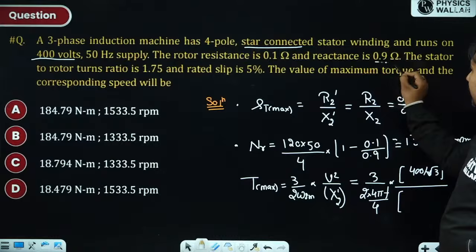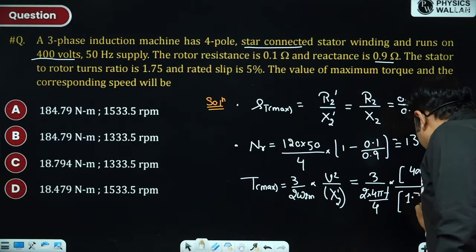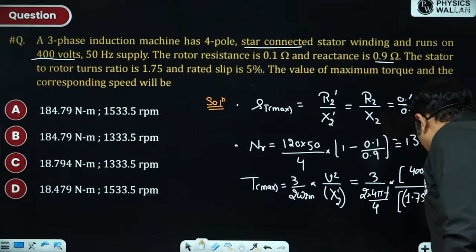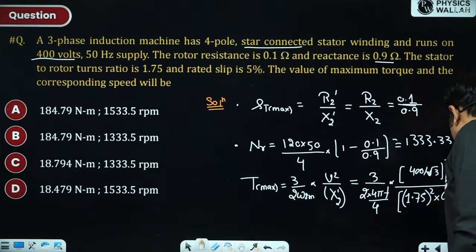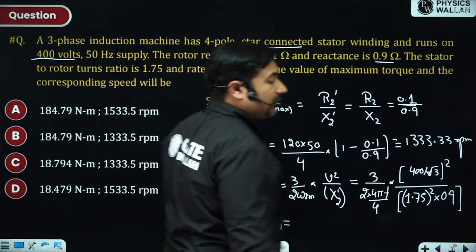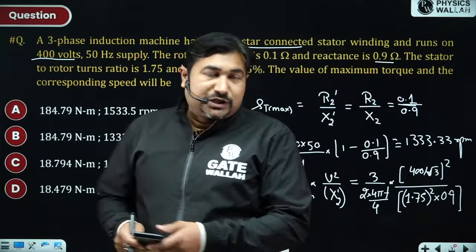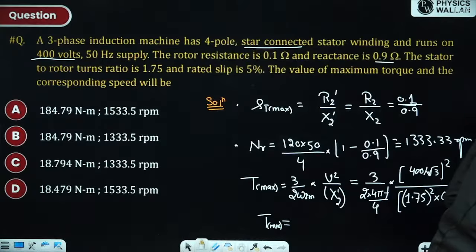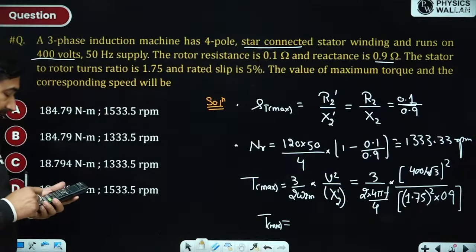We have X2, we need to refer it to the stator side. So when you have to refer it to the stator side, you need to multiply with A square, where A is the stator to rotor turn ratio. Okay. Now you can easily calculate. We just need to go through the calculator or calculation part only. Rest, it is very easy. So which one are you getting as an option? Audio, video clear? Great.